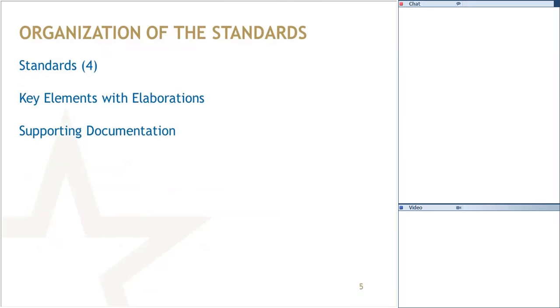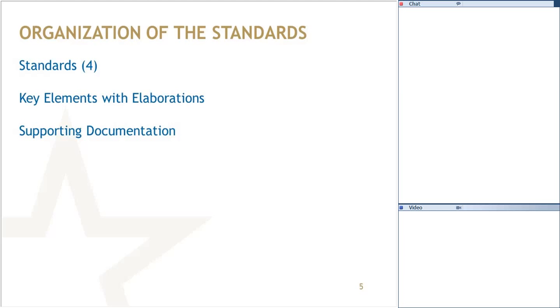So, what do you need to know about the newly revised standards in terms of what to expect when you open that hard copy that will be made available later this fall, probably in September? Well, the first thing you need to know is that there's no change in the organization of the standards. There's still four standards. Each of those standards has key elements with elaboration statements beneath it, and at the end of each standard is a list of supporting documentation.